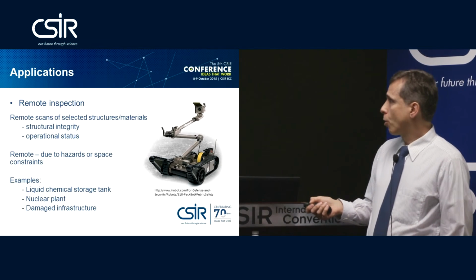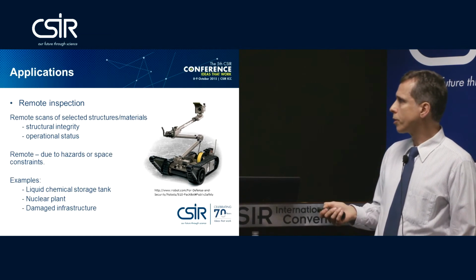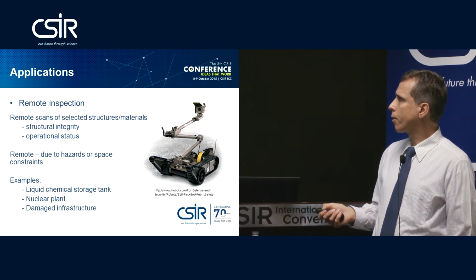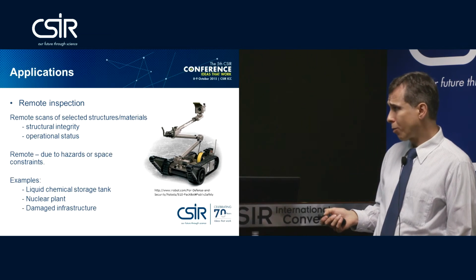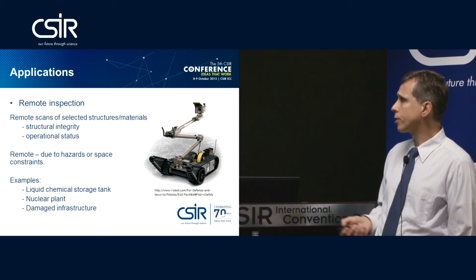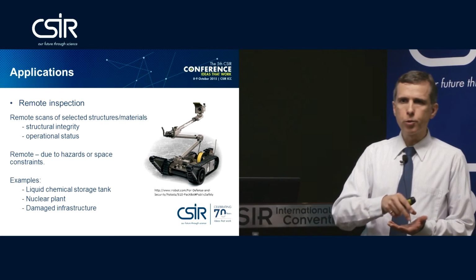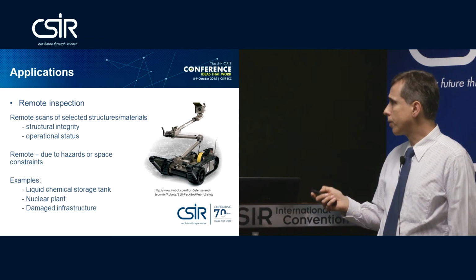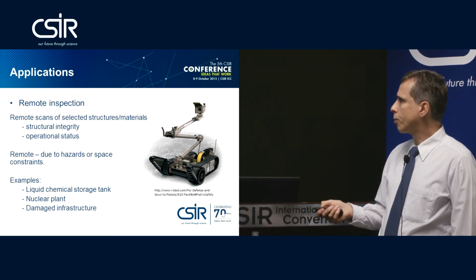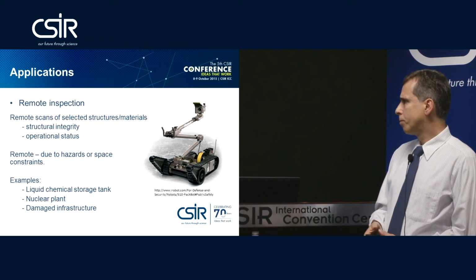Another area is remote inspection. So remote scans of selected structures or materials, where we're looking for structural integrity or operational status. And what we're interested in are cases where there are hazards or space constraints. So places where it's difficult or dangerous for people to go in are great places for machines like this. Examples there are liquid chemical storage tanks, a nuclear plant or damaged infrastructure.